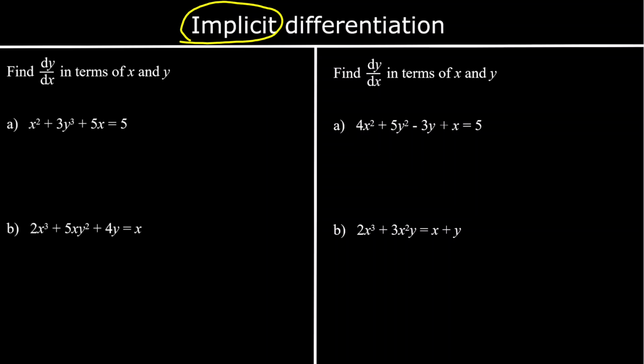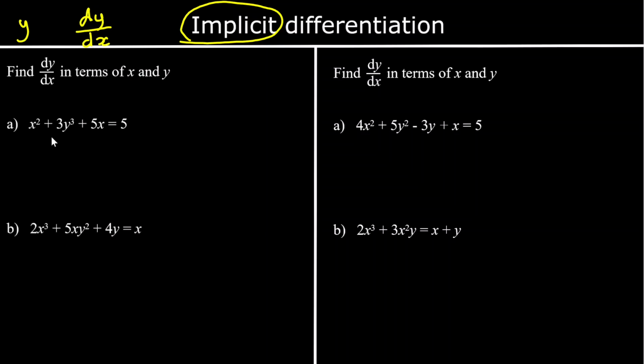So whenever we differentiate y with respect to x, y becomes dy dx. So we can differentiate using the chain rule. Y differentiates to give dy dx. So let's look at the first question. Find dy dx in terms of x and y.